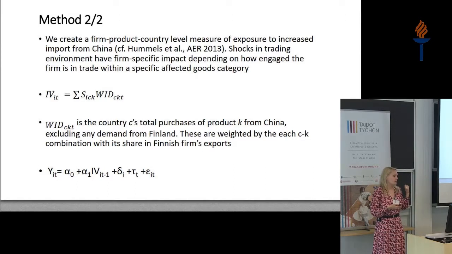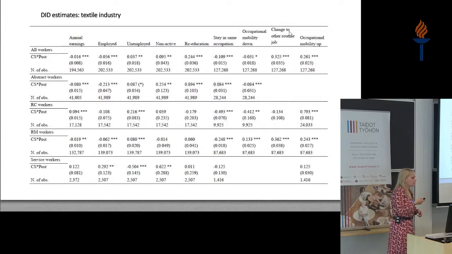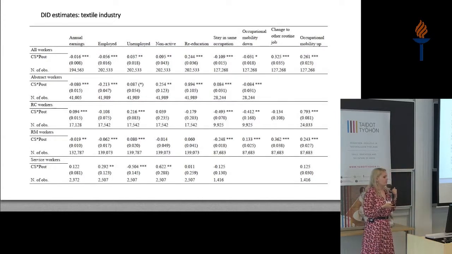Like I said, this has been previously used as an instrument, but we use this in reduced form. And basically these results are additional results presented in the appendix. Okay, first of all, I forgot the summary statistics. So here are the results for the different diff estimates using only the textile industry.